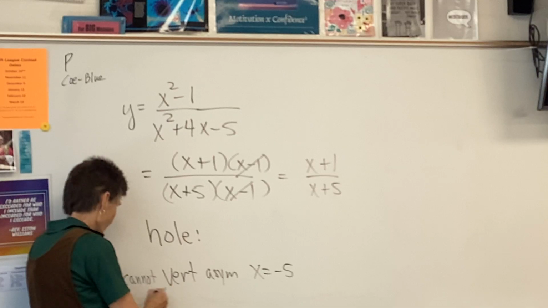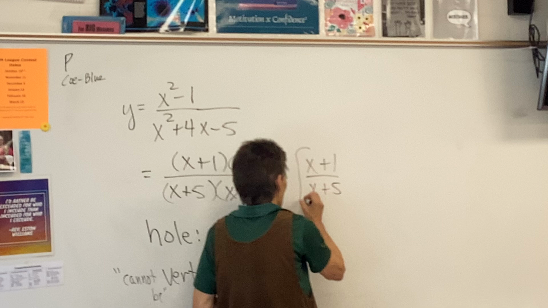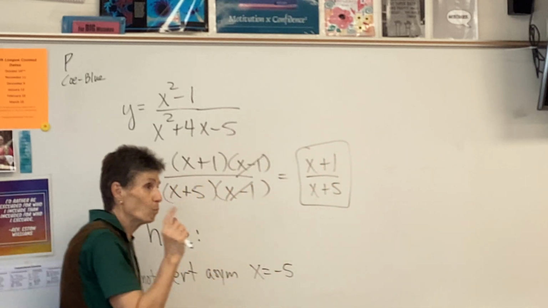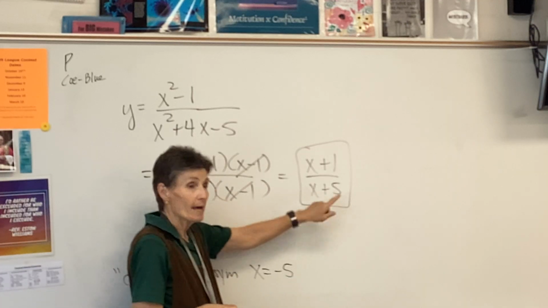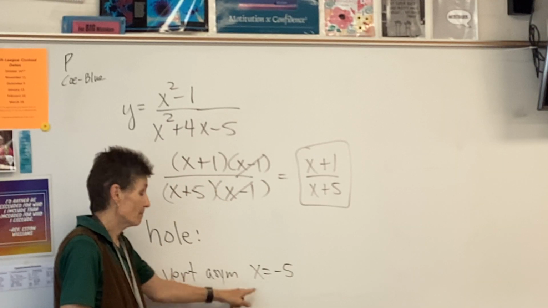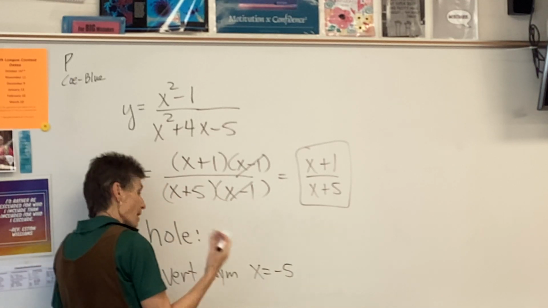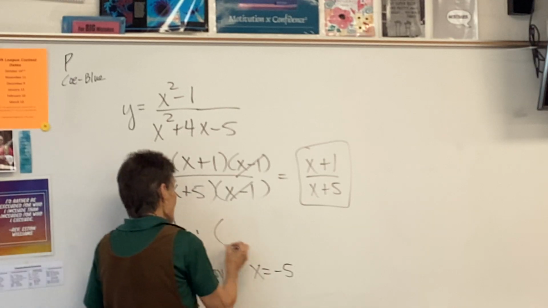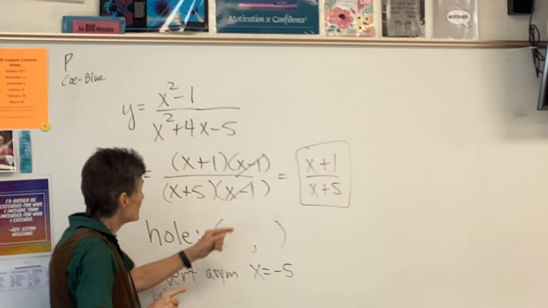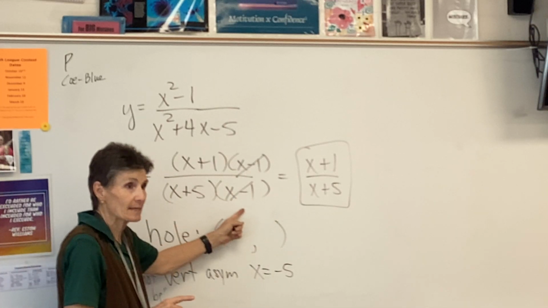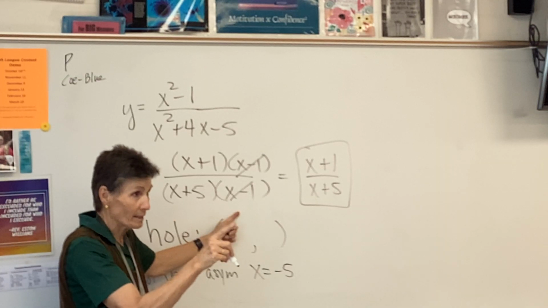So here is my problem now. I only have one vertical asymptote, because they come from the denominator. X can't be negative 5. Now what about the hole? Well, the hole is another kind of discontinuity, and it comes from what canceled out. What canceled out here? X equals 1.